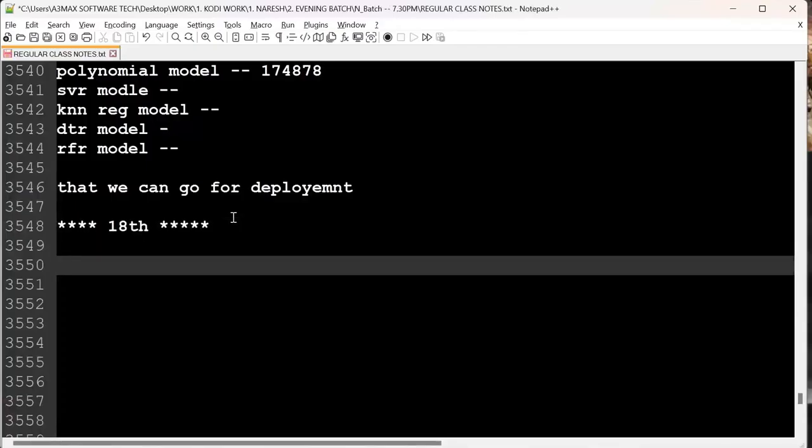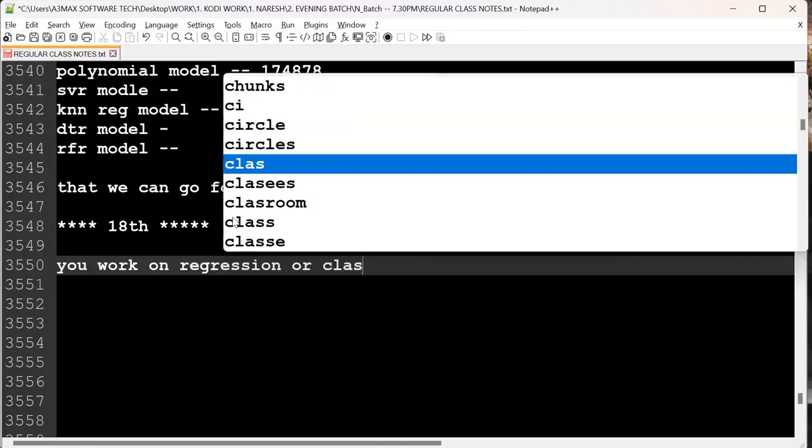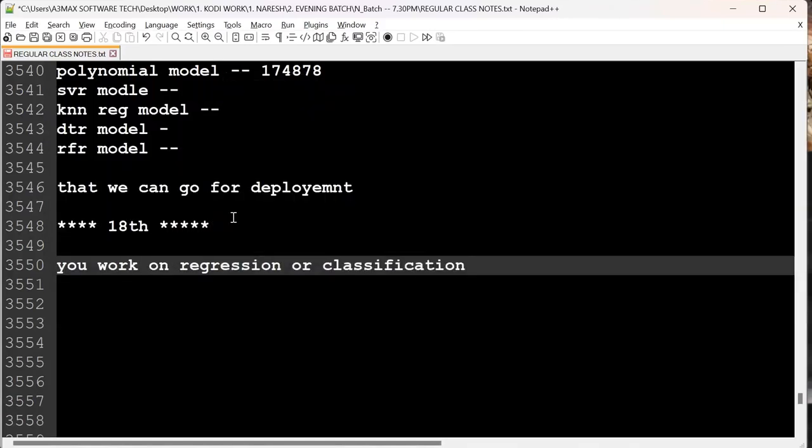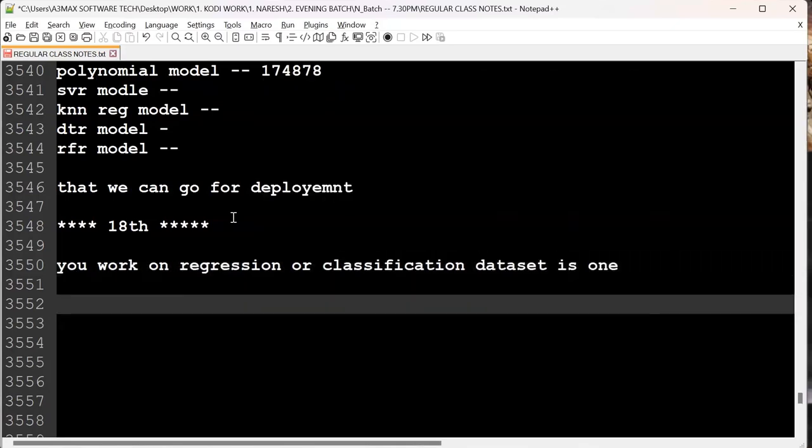Always remember, whether you work on regression or classification, the data set is one itself, isn't it? So let's say you're working in the banking domain. In the bank domain, we have a data set or not? Some of the customers' financial transactions and customer salary, and we have all these records. So we can make a data set of the customers.